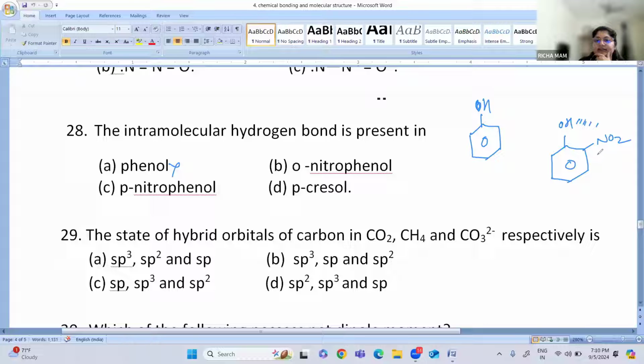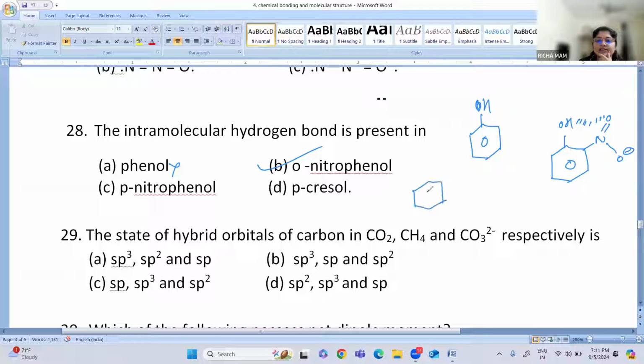Within the same molecule, this is formed. If I write the nitro group, N double bond O, and O minus. So this is orthonitrophenol. So in orthonitrophenol, what is formed? Intramolecular hydrogen bonding is formed.